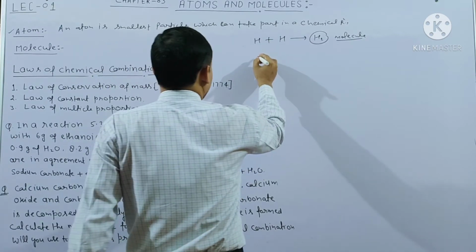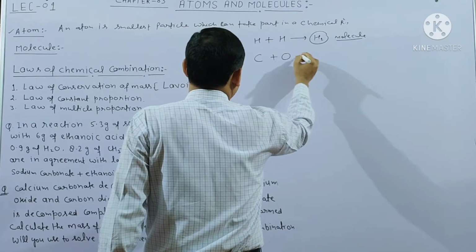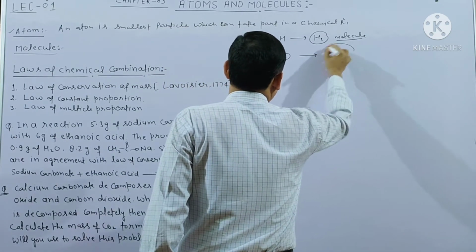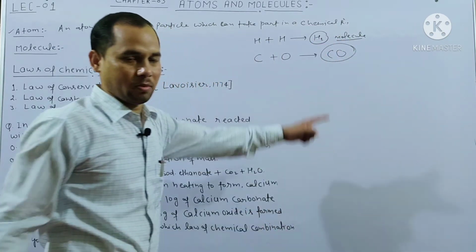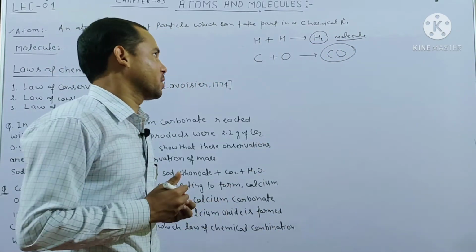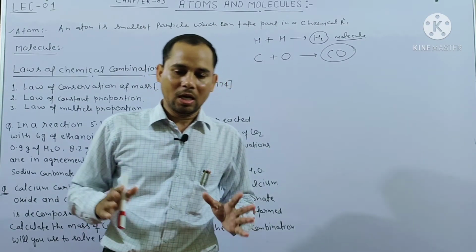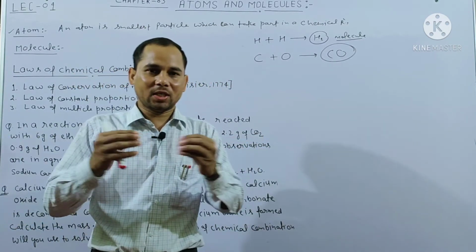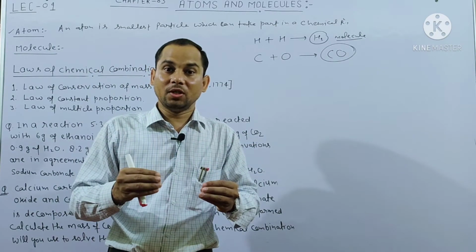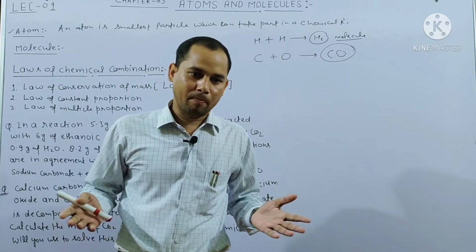Suppose carbon is an atom and oxygen is an atom; they form CO, carbon monoxide gas. This is a molecule. So for the formation of a molecule, atoms may be the same or different. Simply, molecules are formed by the combination of atoms, which may be different or the same.